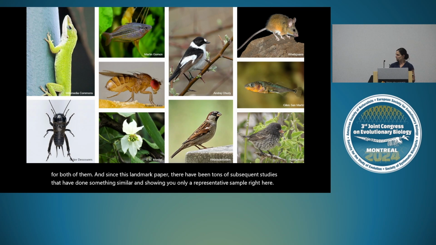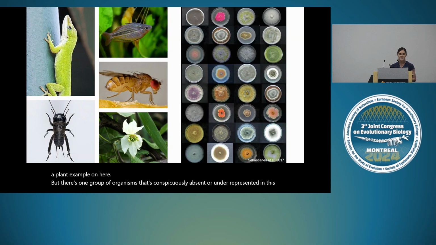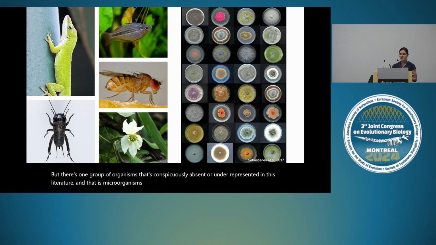And so in the last 20 to 30 years, we've amassed a ton of examples of this phenomenon across a ton of different taxa. You can see examples from vertebrates, invertebrates, and even a plant example on here. But there's one group of organisms that's conspicuously absent or underrepresented in this literature, and that is microorganisms. So in contrast to macroorganisms, where we now have a several decade-long history of thinking about multivariate patterns of evolution, fungi and bacteria and other microorganisms are conspicuously underrepresented.